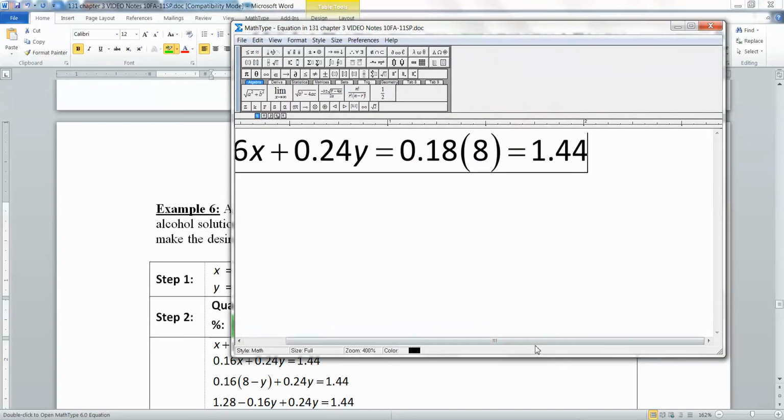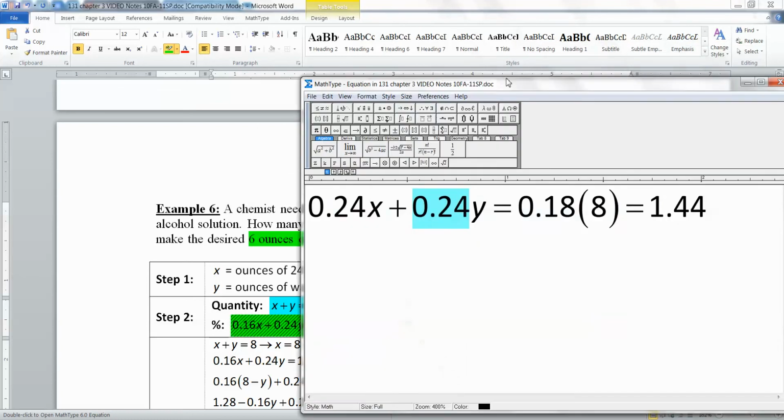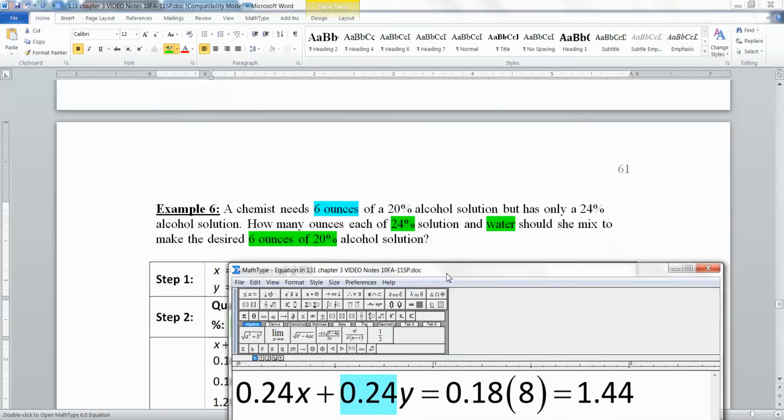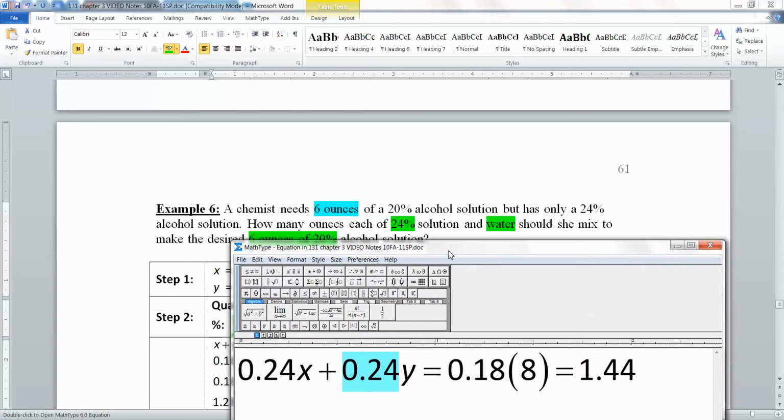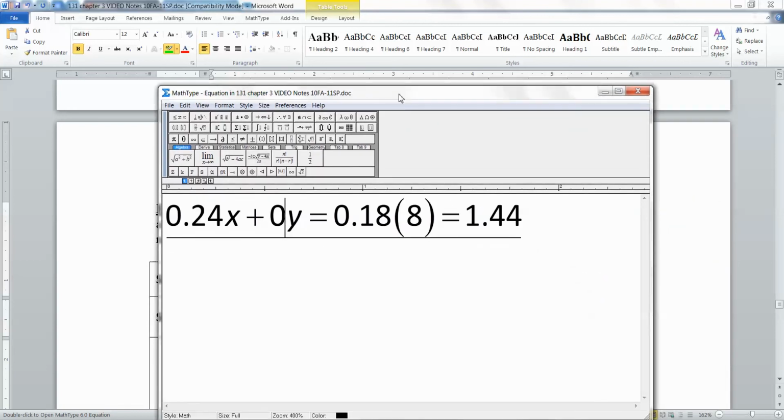So you say, okay, look, I've got 24%, so I'm going to need 0.24x plus, now whatever this is, alcohol. What percentage of water is alcohol? Huh? It's a trick question. 0, right? If it's water, then there shouldn't be any alcohol in it.